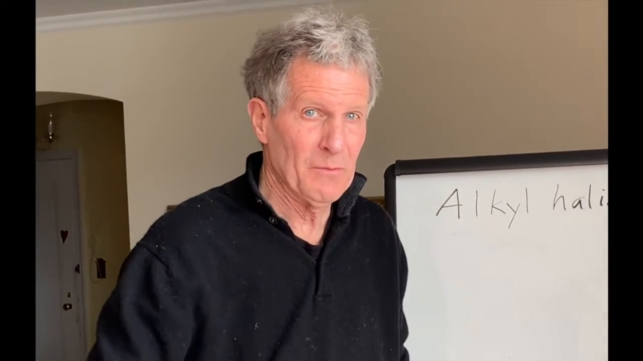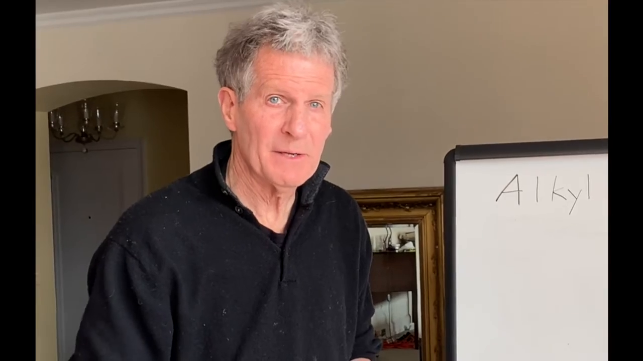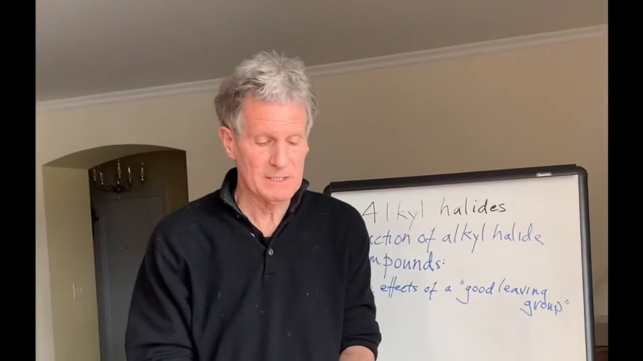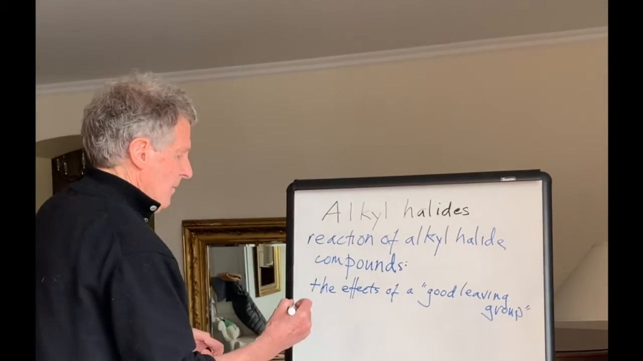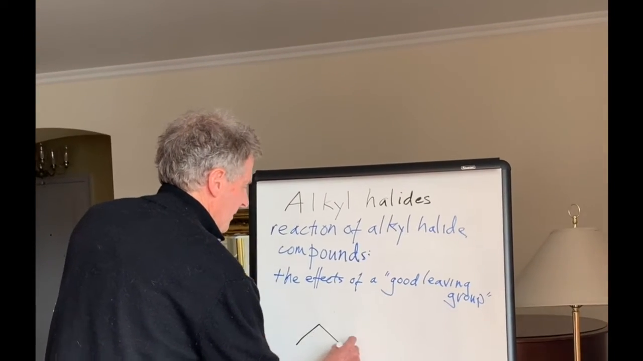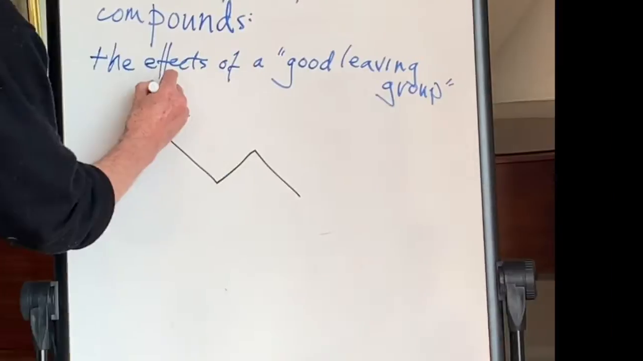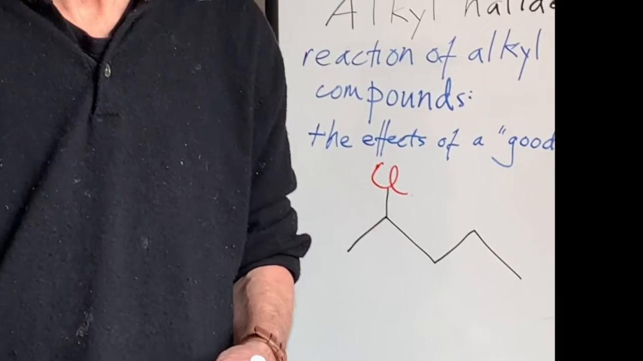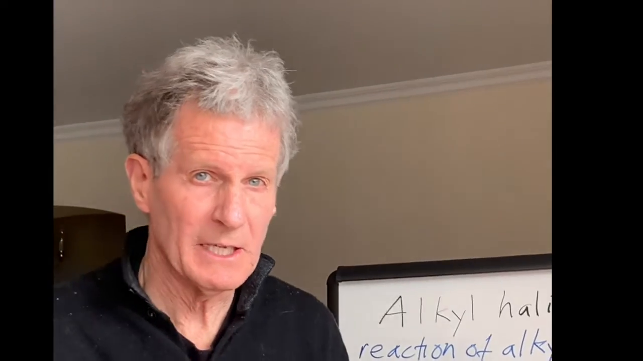In this short section, what I want to explain to you is what the effect of a good leaving group, that is, of a halogen, on an organic compound is. I'm going to say the effects, I mean the reactions that result from the presence of a good leaving group. So going back once again to this organic molecule, we understand that chlorine, or I should more precisely say chloride, chlorine plus a pair of electrons, is a good leaving group. It's willing to let go of the carbon.